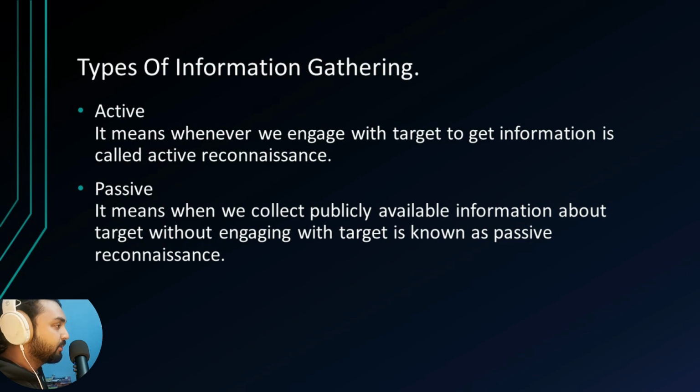Then what is passive information gathering? It means when we collect publicly available information about the target without engaging with the target, it is known as passive information gathering. So it's simple. When the target doesn't know how we are collecting their information, maybe there's some information publicly available on various search engines, or on some website, or in their social media. If we are collecting this information, this is called passive information gathering.